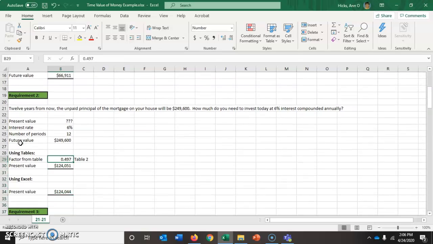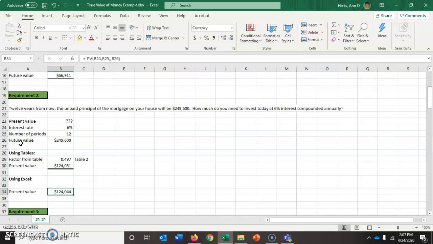If we use the tables, we're going to go to table 2. Remember, table 1 was a factor to find the future value. Now we want to find the present value, so that's going to be table 2. We'll still go across the top, find the 6% interest rate, go down the side, and find 12 periods. The factor at the intersection of those points is 0.497. We multiply that by our future value, and that tells us we need to invest $124,051 today in order to have enough to pay off our mortgage in 12 years.